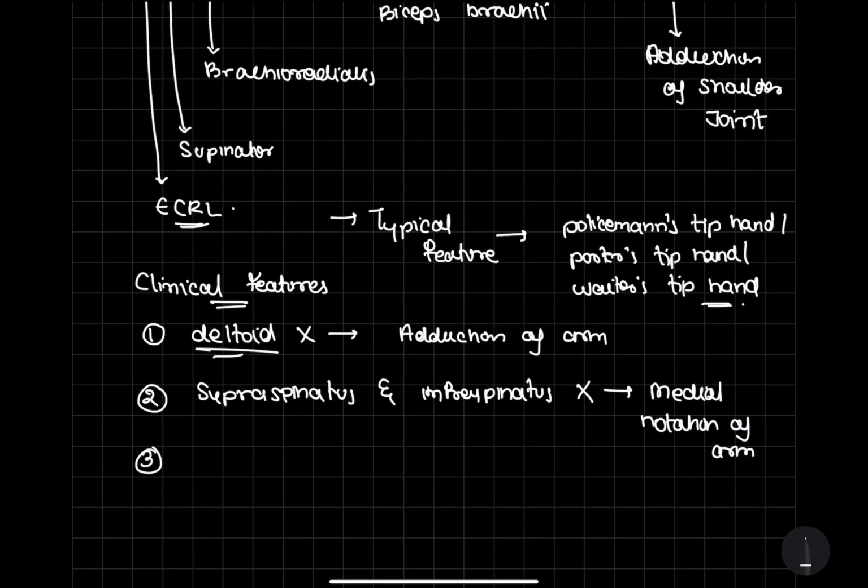Third, extension of elbow will occur. Why? Because at elbow, flexion is done by your biceps brachii. Now your biceps brachii is gone. So if your biceps brachii is gone, then what will happen? Extension of elbow will become stronger.